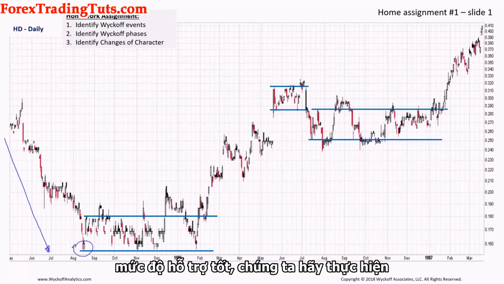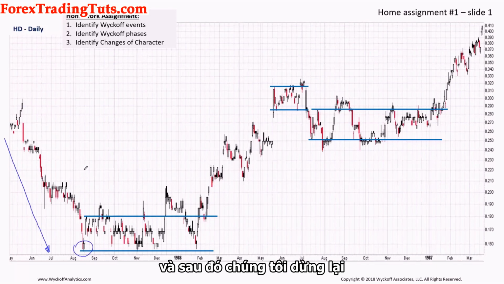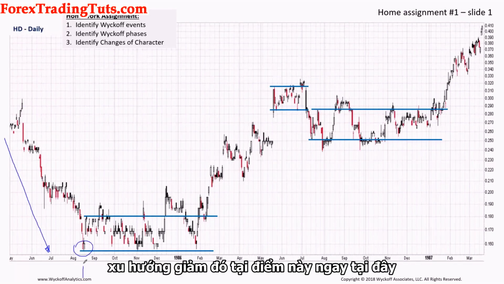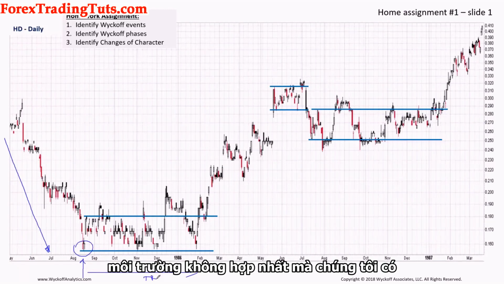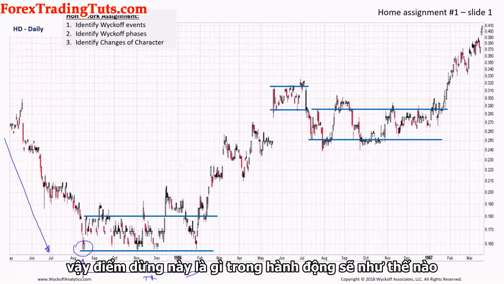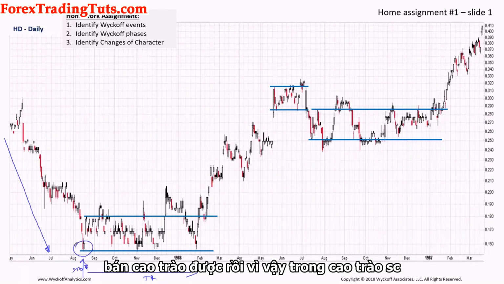Okay, well, let's take that thought and develop this. So we were in the downtrend and then we stopped that downtrend at this spot right here. And then after that, we went into the non-consolidating environment. We've talked about this in the last session. So what is this stop in action? How would Wyckoff call this event? Selling climax. Okay, selling climax, SC.